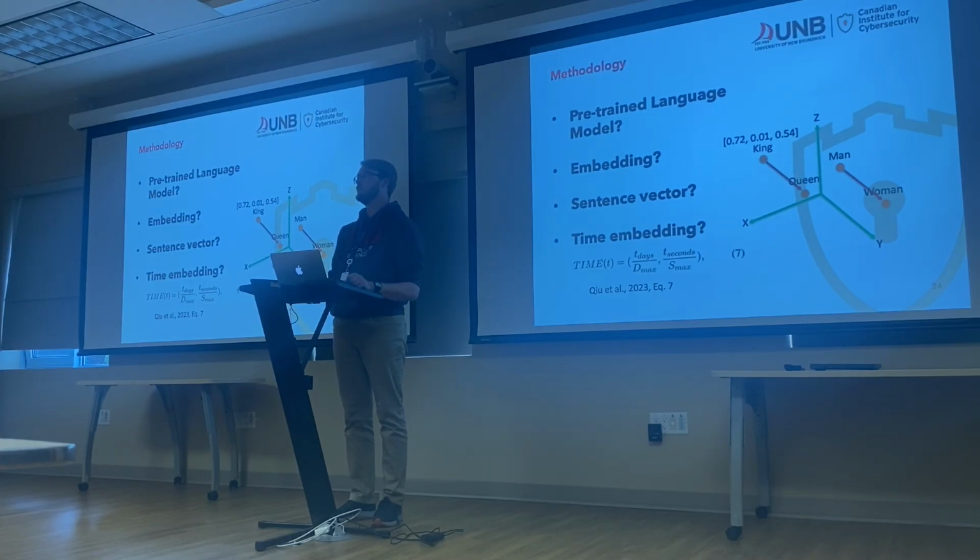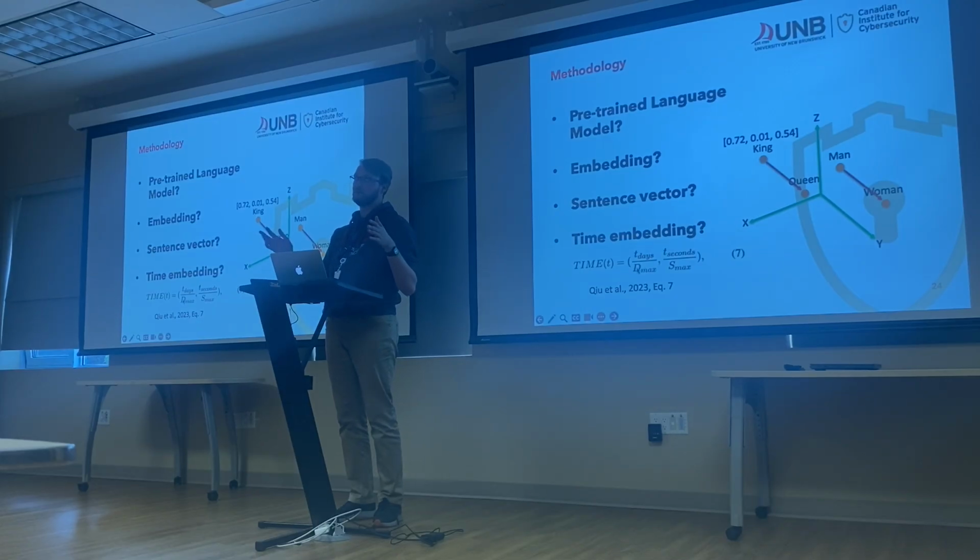We're going to do the same thing for words, just with sentences. And what is a time embedding? Essentially, we're going to have this tuple. Whenever somebody posts a document, we're going to say it occurred on the 10th day, and we're going to consider 100 or 10,000 days and divide it by that.